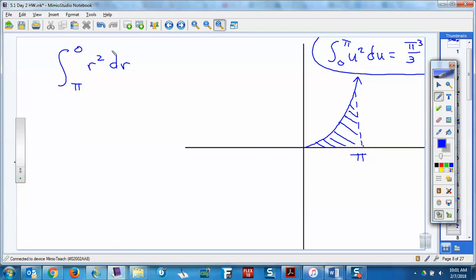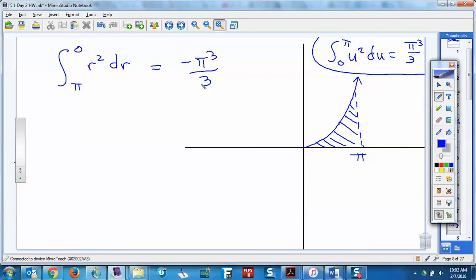Okay, well now what is this? How's r squared dr compared to u squared du? It's the same thing. I'm talking about the r squared dr. It's just a parabola, except this is going backwards. So what's the answer? Negative pi cubed over 3. It's just going backwards. This is positive, so if you go from pi to 0, it's just negative.